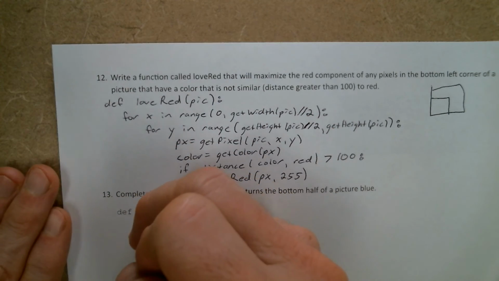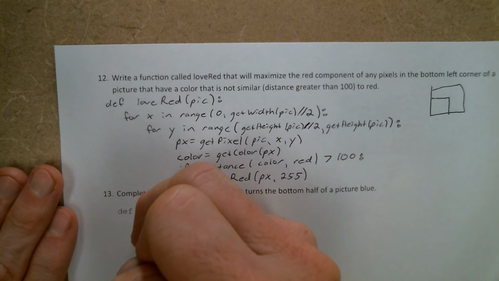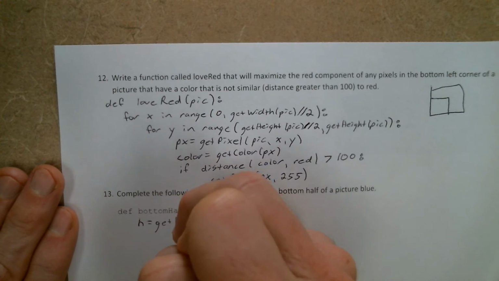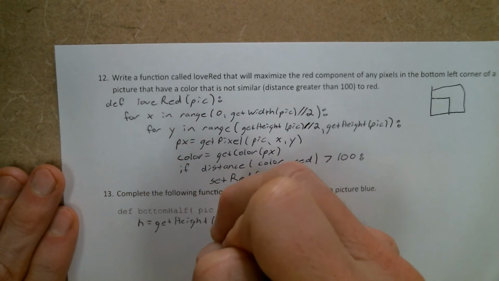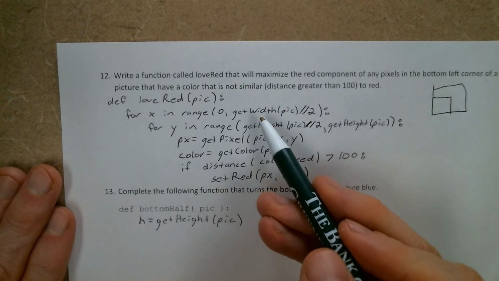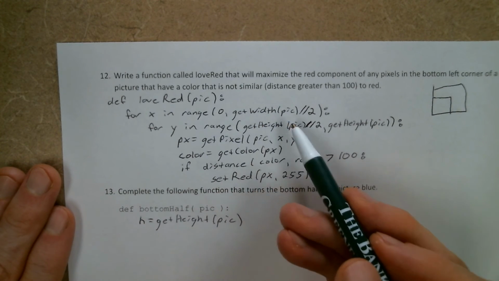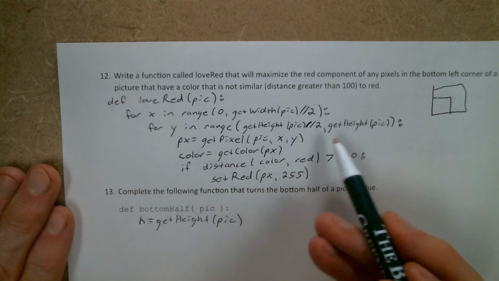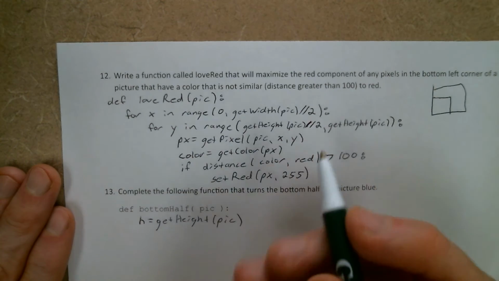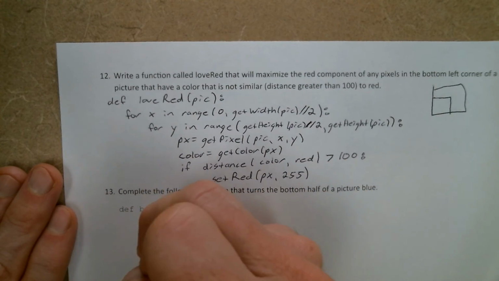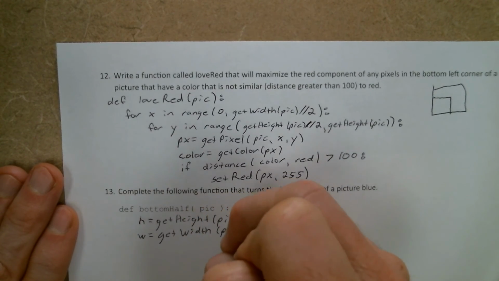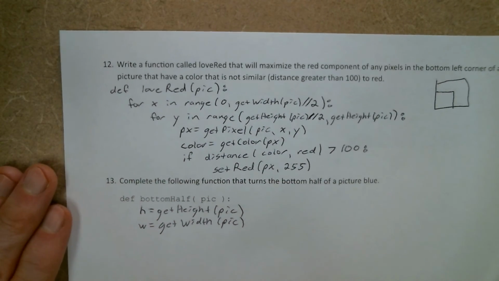Because I've got a little more space, I'm going to take advantage of that and do H equals getHeight of pick. You can always do this. On the last one I didn't think I'd have room, so I just did it right in the loop and that works fine. This one has a little extra room, so H equals getHeight of pick, W equals getWidth of pick. That way, when I'm using them in my loops, I can just write H and W.